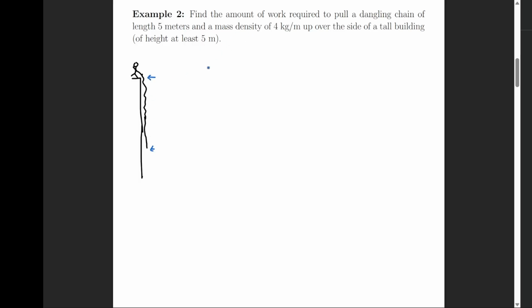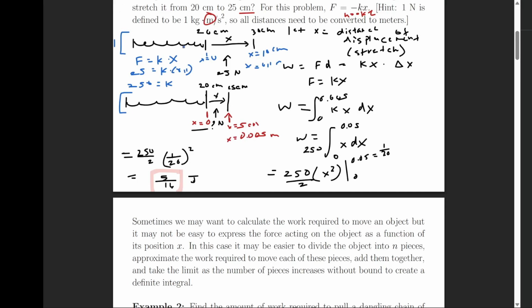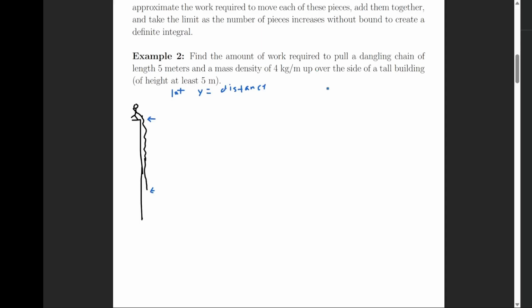In this case, I'm going to say let y equal distance from top, because we're dealing with vertical stuff. Like this was horizontal, so I used x that time. Since it's vertical, I'm just going to use y. You can use whatever you want, it doesn't matter. So in this case, y equals 0 from the top, and then this is the bottom, so y equals 5. That's what they're telling us from right here.